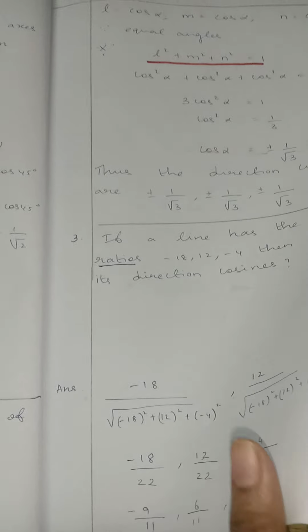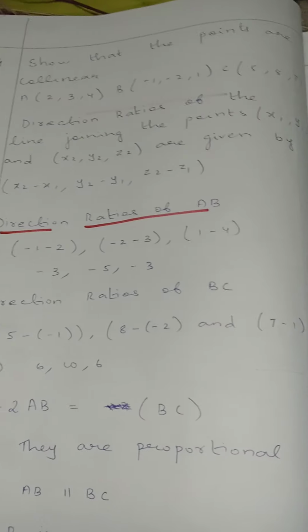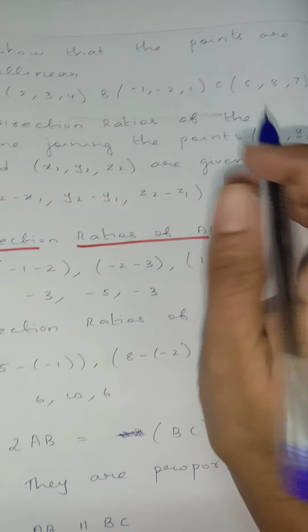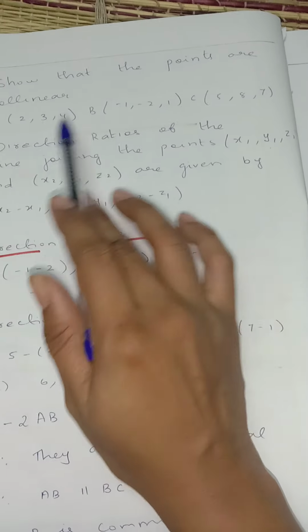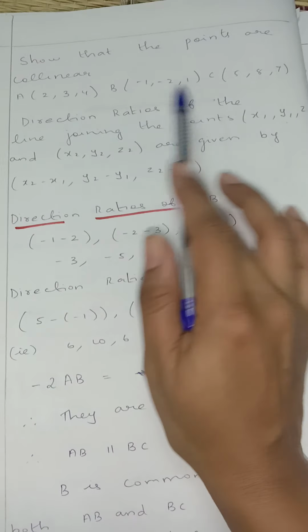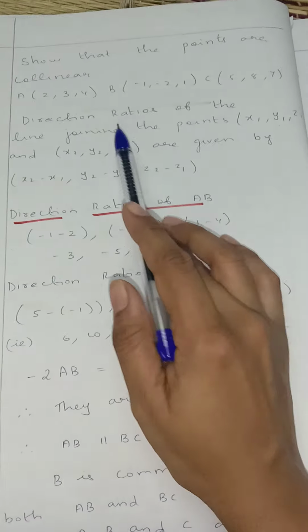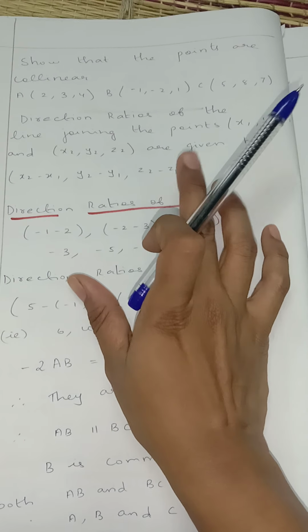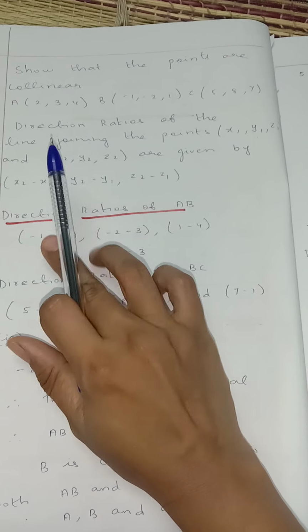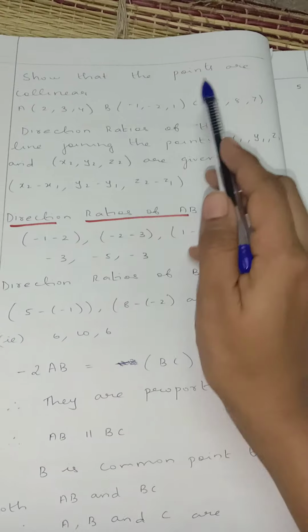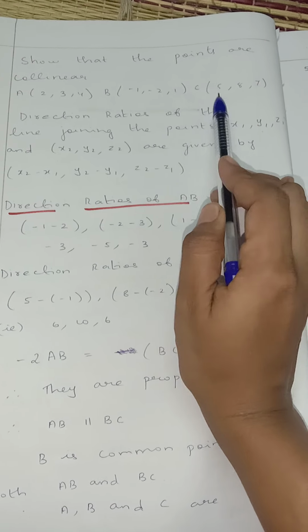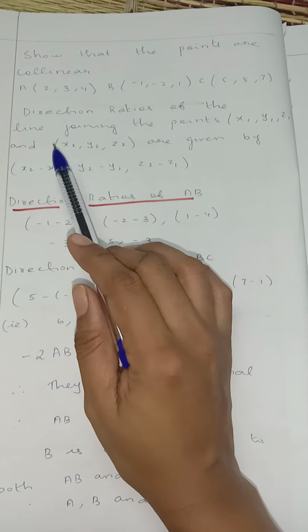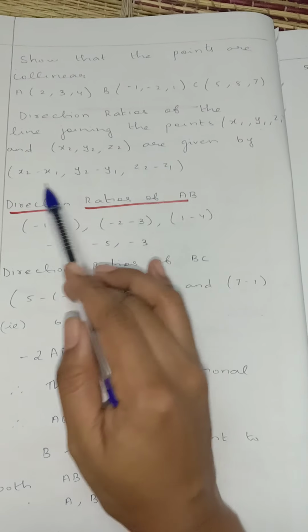Okay, and the fourth question you have: show that the points are collinear. They have given you 3 points, A, B and C. Okay, how can you say that the points are collinear? First we want to find the direction ratios of AB, then we are going to find BC. How will you find the direction ratios of a line joining 2 points?